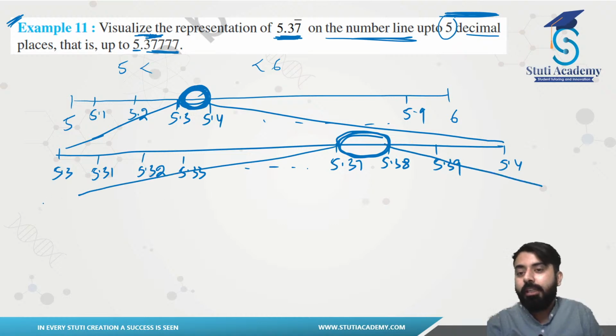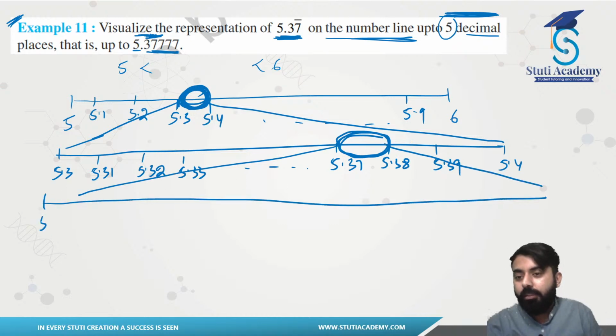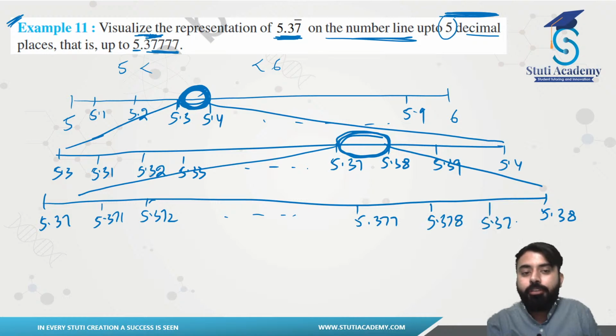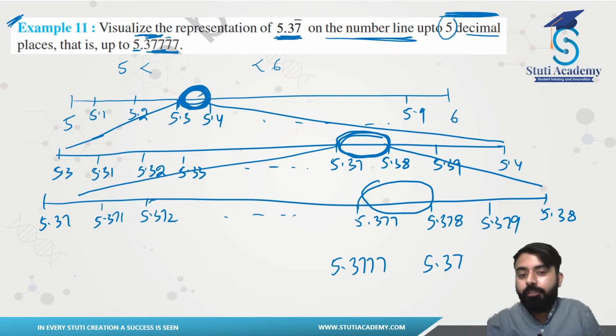If I zoom on this one, I will be having what? That will be 5.37 here, that will be 5.38 here. So again 5.371, that will be 5.372, and let's say that is 5.377, and let's say this is 5.378, that is 5.379. Now guys see, I can see 5.377 here. I need to have 5.3777, so that should be lying between these two. Similarly, once you have solved that one, that will be lying between 5.3777 and 5.3778.